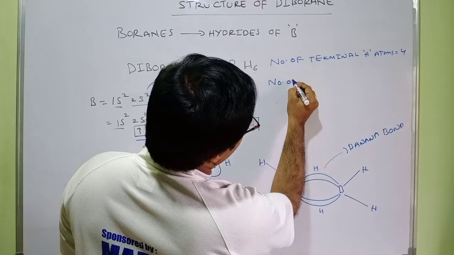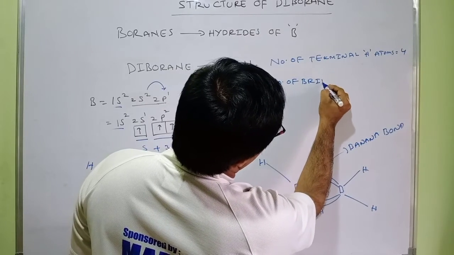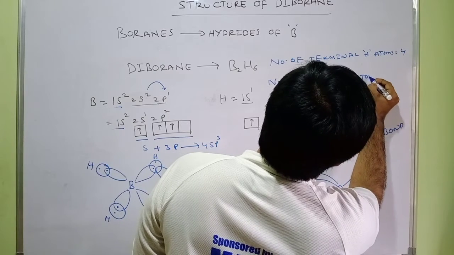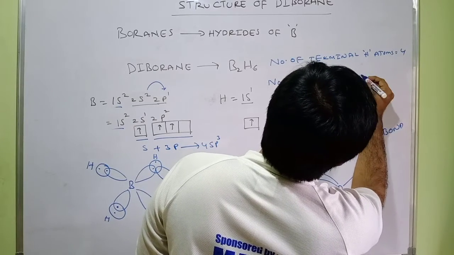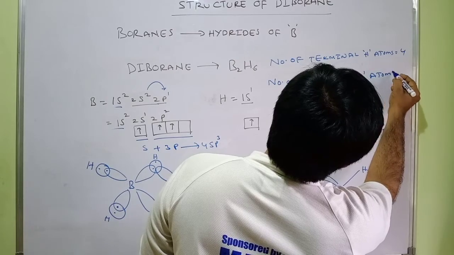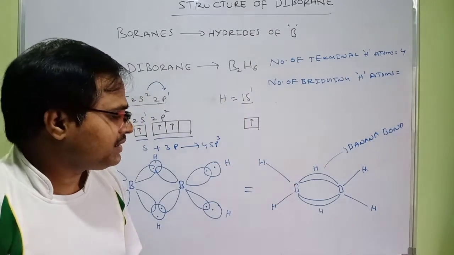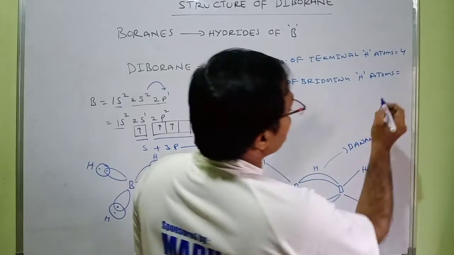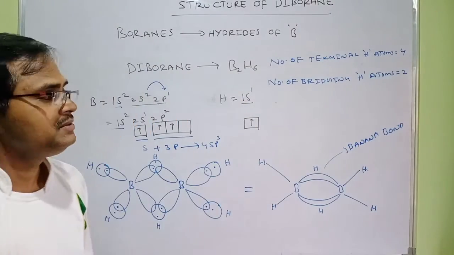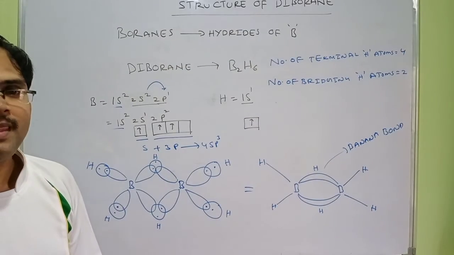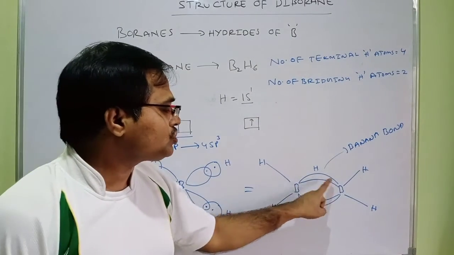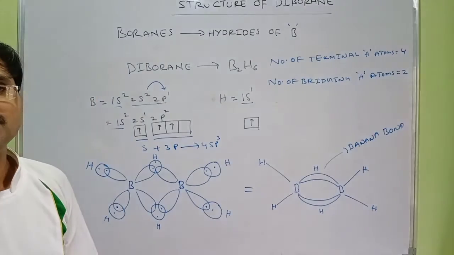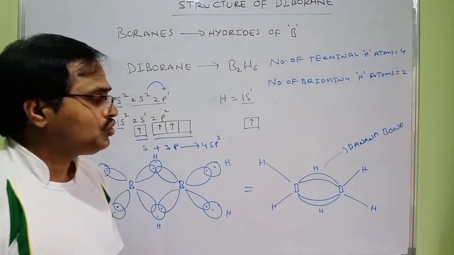Number of bridging hydrogen atoms. So how many bridging atoms are there? See, along this bridge you will find one hydrogen. Along this bridge you will find one more hydrogen. So you have two bridging hydrogen atoms. And this bond is also known as three center two electron bond.